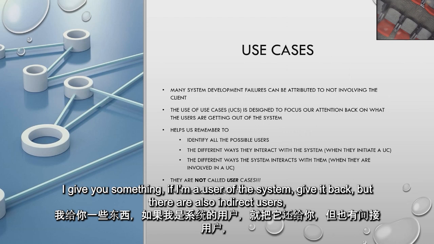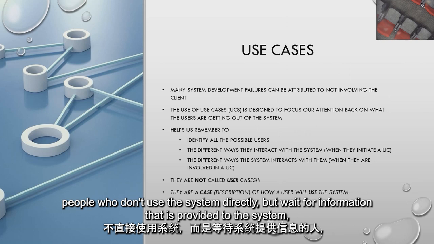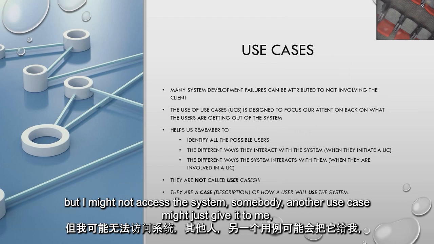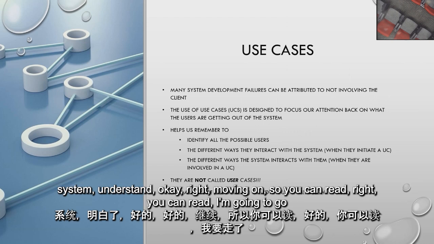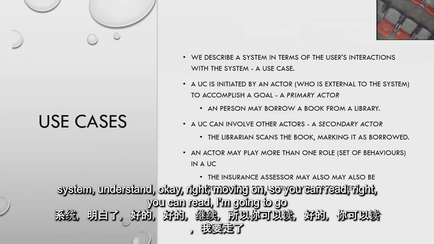But there are also indirect users, people who don't use the system directly but wait for information that is provided by the system. I might not access the system. Somebody, another use case might just give it to me. Am I drawn in the use case? No, I am not drawn in the use case because I don't interact with the system. Understand? Okay? Right. Moving on.